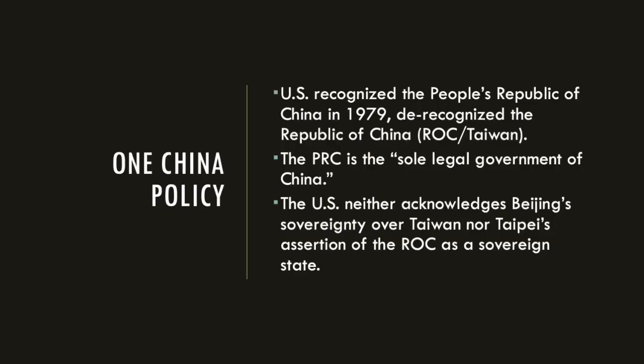That year, the Nixon administration also began negotiations with the PRC, which culminated in 1979 when the United States recognized the People's Republic and de-recognized the Republic of China as the sole legal government of China. This is called the One China policy. The United States formally recognizes only one country, although it does not acknowledge either Beijing's sovereignty over Taiwan or any assertion of Taiwan as a sovereign state. Overall, the policy is one of strategic ambiguity, with the goal of maintaining the status quo.